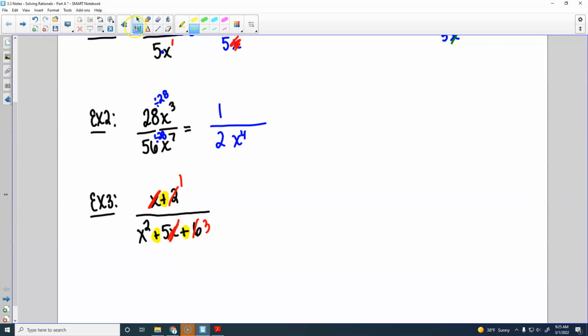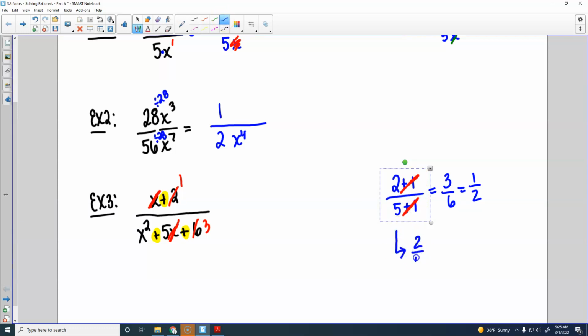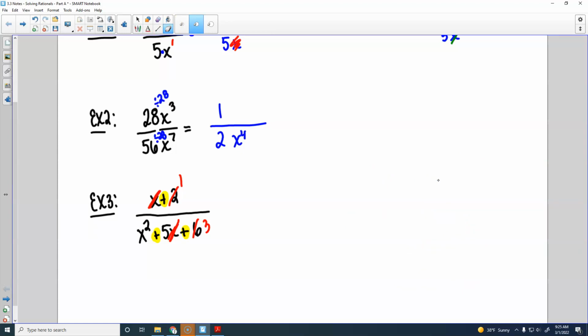We cannot cancel those, just like we could not, like if I had 2 plus 1 over 5 plus 1, right? That should be 3 over 6, which is 1/2. But if I apply that same bad logic to this, if I cancel this 1 and this 1 right here, which a little bit seems like you should be able to do that, then I get 2/5. Does that equal 1/2? No, it does not. So you cannot cancel when you have plus or minus signs in between.